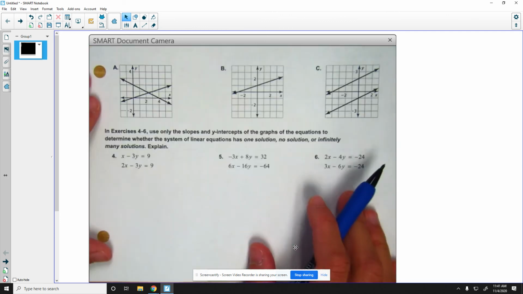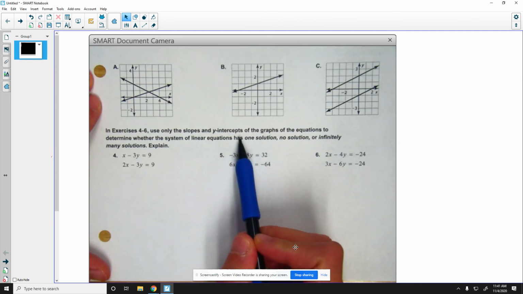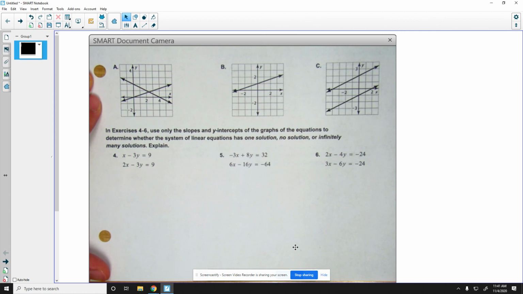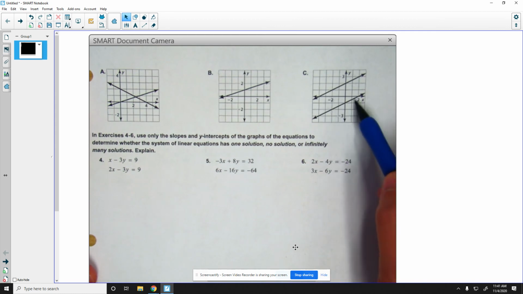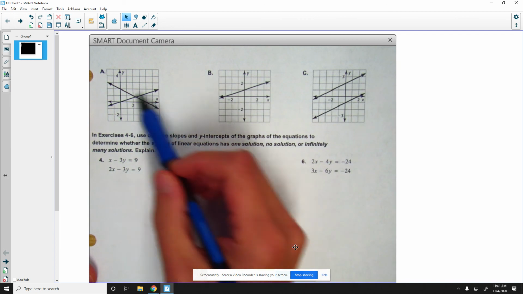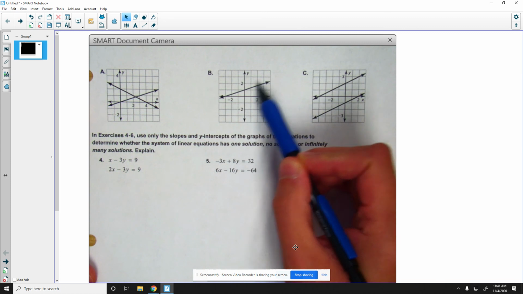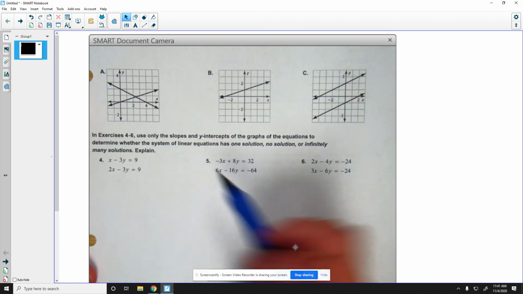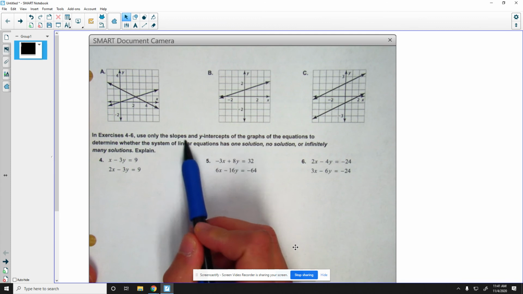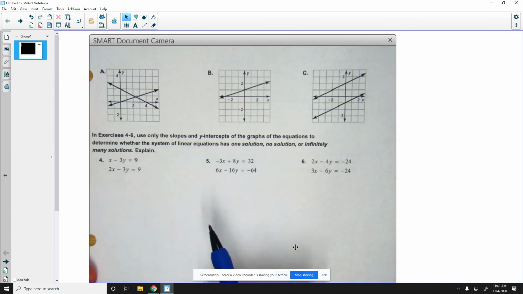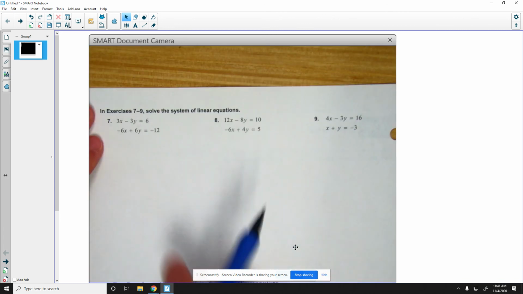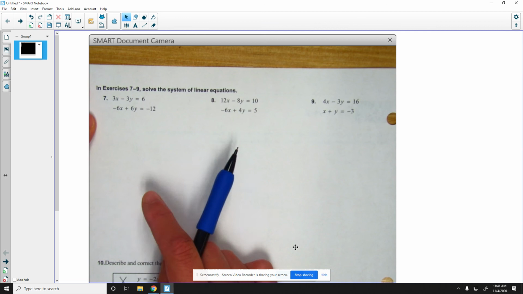Numbers 4, 5, and 6, it says use the slopes and the y-intercepts to compare. Because remember, if you have the same slope and a different y-intercept, it's parallel, so it's no solution. If you have different slopes, then it's one solution. If you have same slopes and same y-intercepts, then it's infinitely many. Okay, if you really don't want to solve it by doing slopes and line stuff, just solve it normally like we have been, and then just get your answer that way. That's fine too.